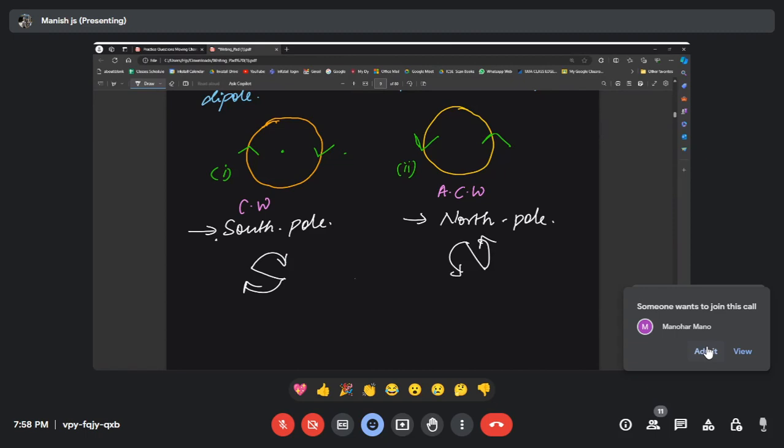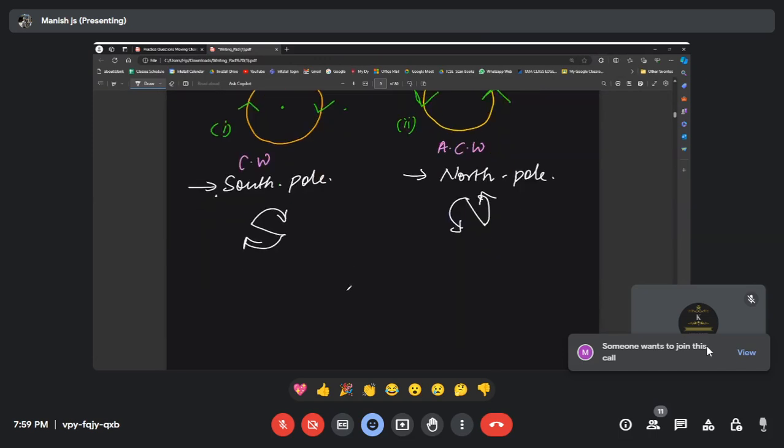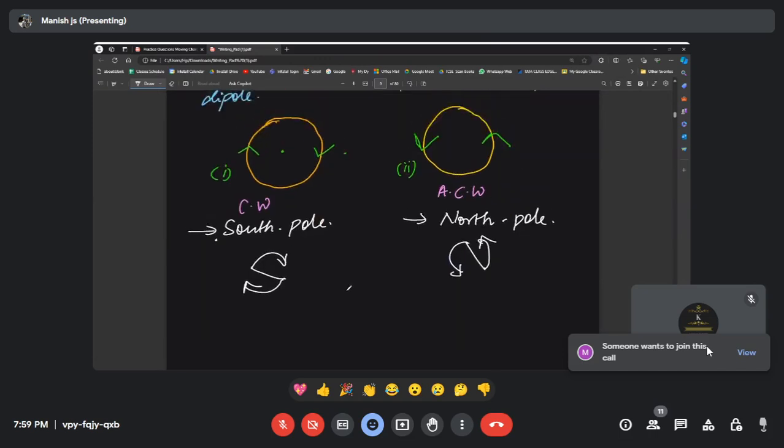So that is the reason it is representing north pole. It is a tip to identify, based on the clockwise or counterclockwise current in a loop, what polarity it is, whether it is going to be a south polarity or a north polarity. So always remember, clockwise means it is south, anti-clockwise means it is going to be north.